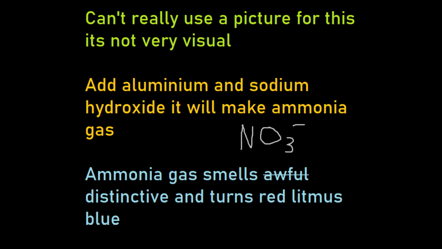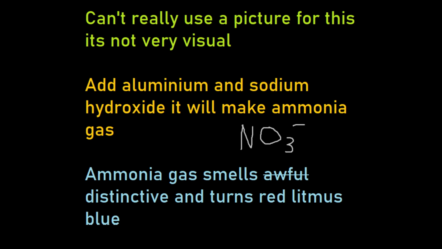You don't need a Bunsen burner, just warm it a little bit, and it will give off a gas if nitrate is present. You can test that gas with litmus paper to see if it is ammonia. If it is ammonia, then nitrate was the ion that you had. So for a nitrate, add sodium hydroxide and aluminium foil to release ammonia.